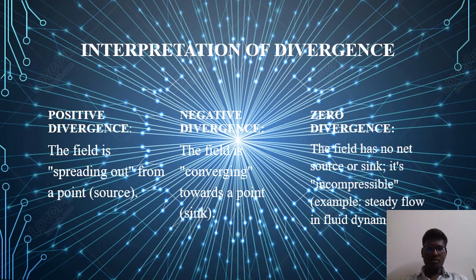Interpretation of divergence. There are three types of divergence: positive divergence, negative divergence, and zero divergence. Let us see what is meant by positive divergence. The positive divergence means the field is spreading out from a point or source. Negative divergence means the field is converging towards a point, which is also called a sink. Zero divergence means the field has no net source or sink, it is incompressible. Example, steady flow in fluid dynamics.